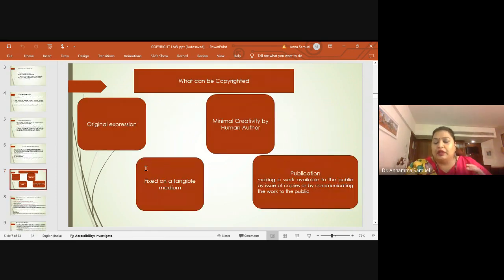Now, as I said, it should be original expression, then it should be fixed in a tangible medium, then minimal creativity of the author has to be there, and fourthly, it has to be published. Now, fixed in a tangible medium is very easy to understand. If you are writing any story, it has to be on a piece of paper, or it can be recorded. And in case of any kind of music, it can be recorded too. The recorded song, the sound recording, is also possible. So it has to be on a tangible medium.